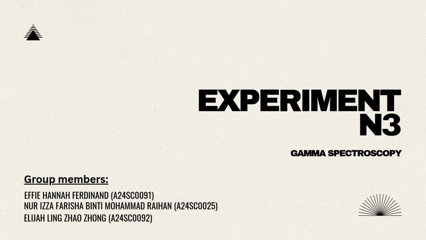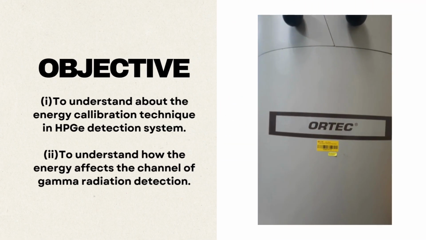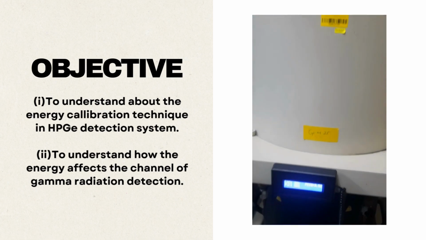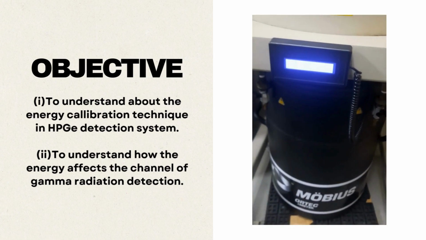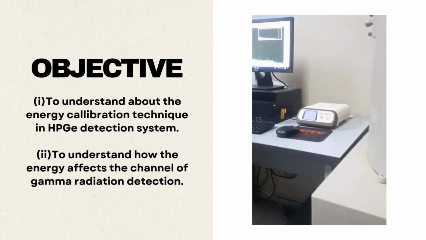In this video, we'll be talking about our results after conducting experiment N3. In part 1 of the experiment, we're focusing on the energy calibration of the gamma spectroscopy system. The objective of this experiment is to understand the energy calibration technique and to understand how energy affects the channel of gamma radiation detection.